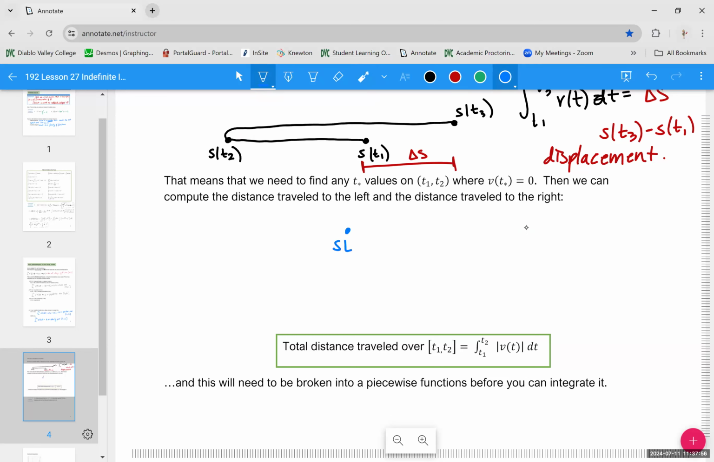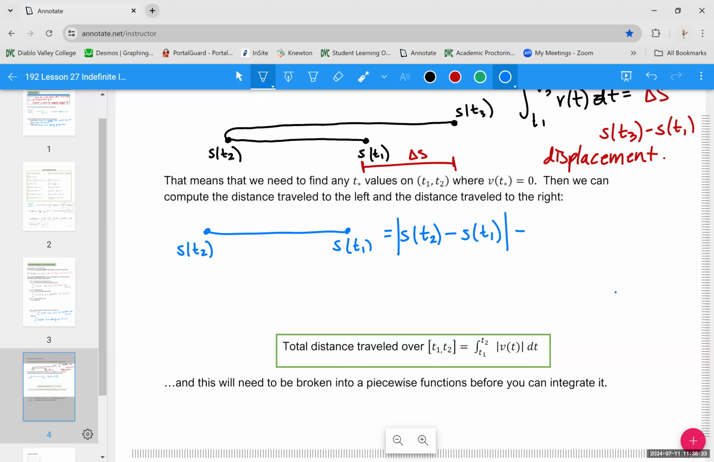Sorry about that, S of T1 over here to S of T2. Now, if we do S of T2 minus S of T1, you're going to end up with a negative number because it's moving to the left. It's moving in the negative direction. And when we're doing distance traveled, we don't want that. So we're going to need to put absolute values around it.